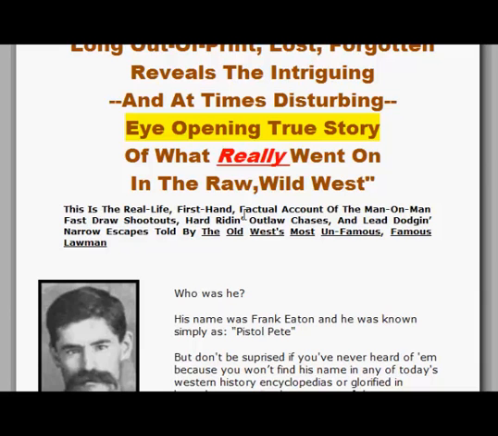This is the real-life, first-hand factual account of the man-on-man first-draw shootouts, hard-riding outlaw chases, and lead-dodging narrow escapes told by the Old West's most unfamous lawman.